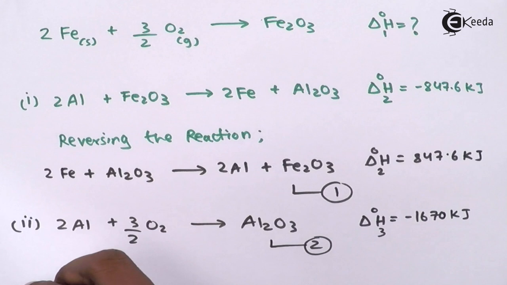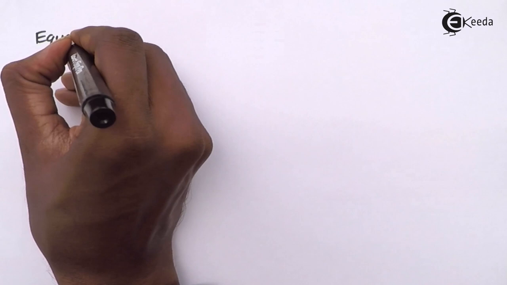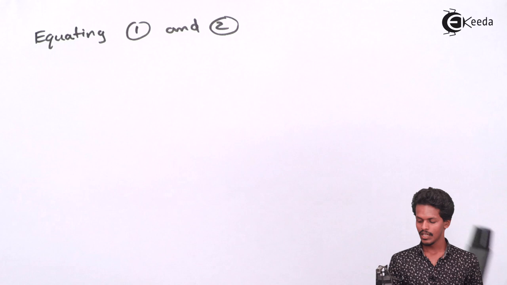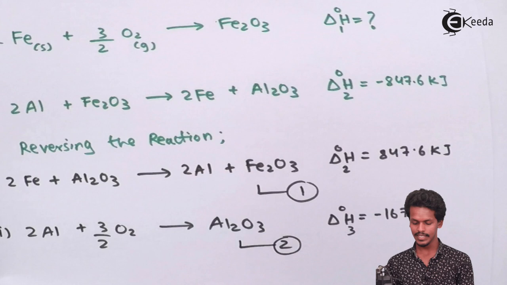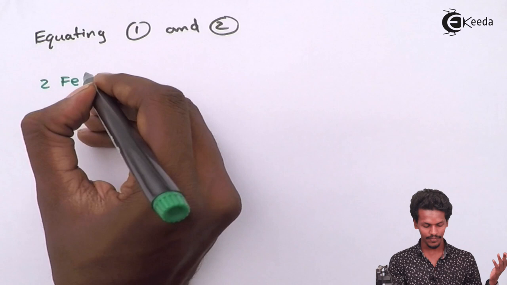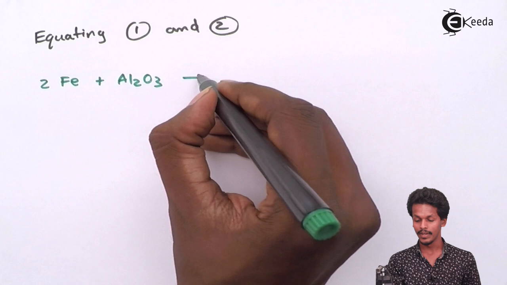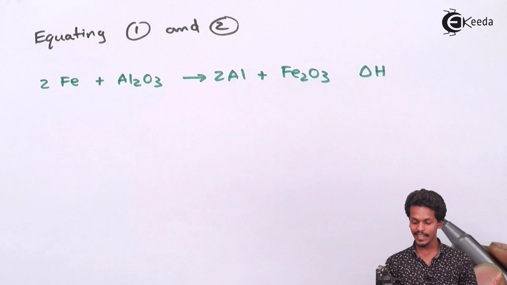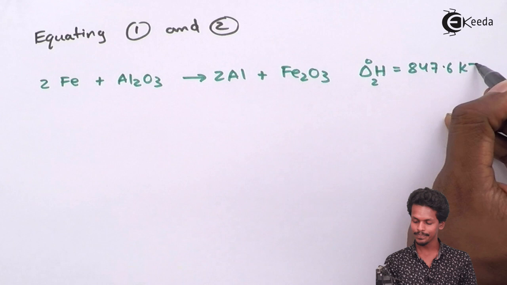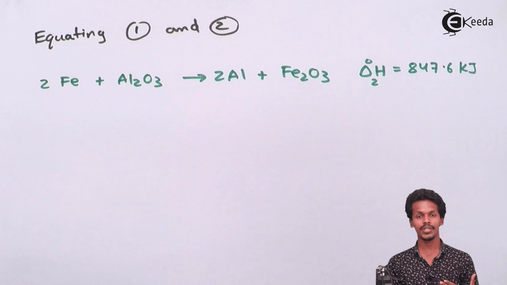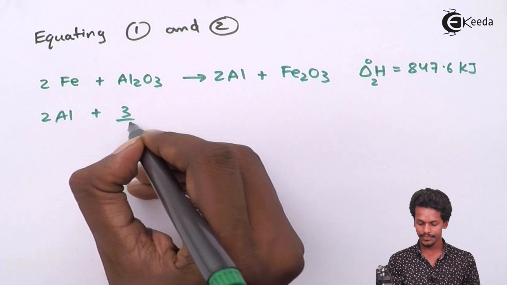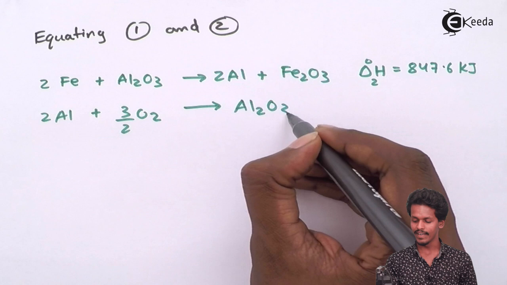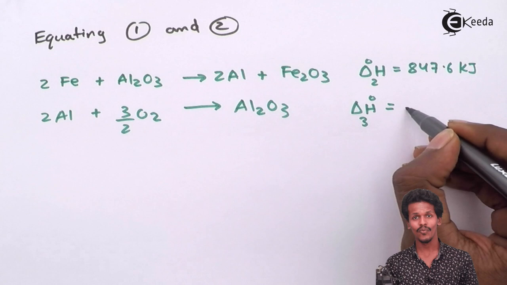So for that, equating 1 and 2. In equation 1, what we have got was 2 times Fe added with Al2O3, that is aluminium trioxide, so as to form aluminium plus Fe2O3, and in this case the ΔH2, which was found to be 847.6 kilojoule. So this is the step 1, or equation 1, that we have got. But equation number 2 that we have got is 2 times aluminium plus 3/2 of O2, and it should give us Al2O3. In that case, the ΔH3 that we have got was 1670 kilojoule.